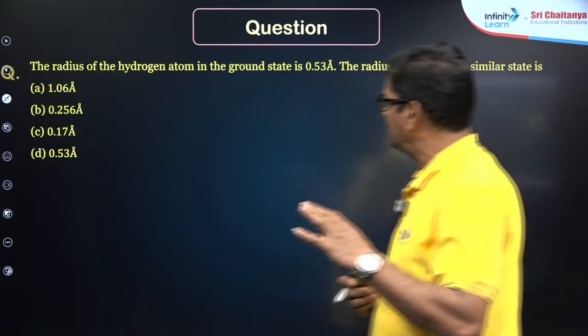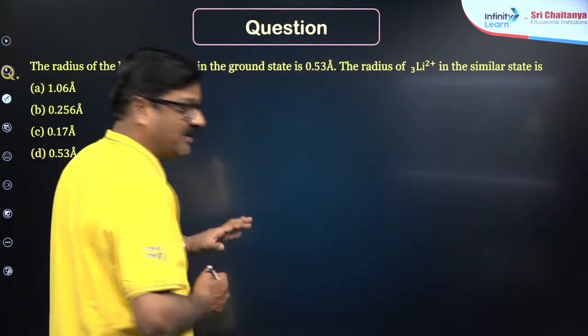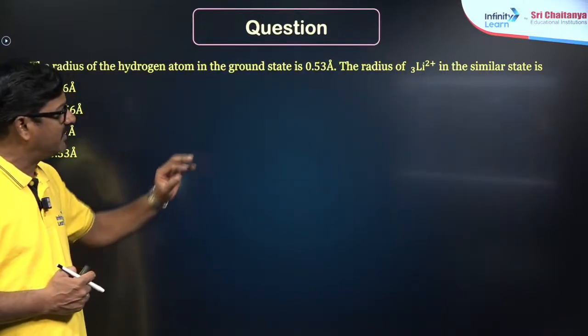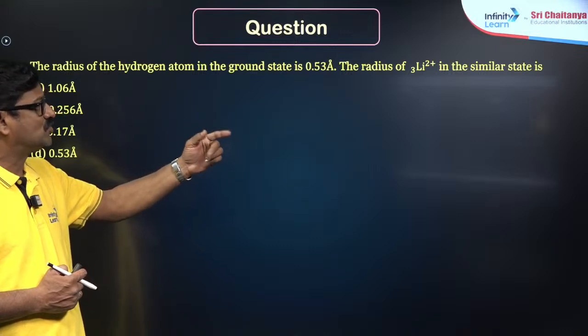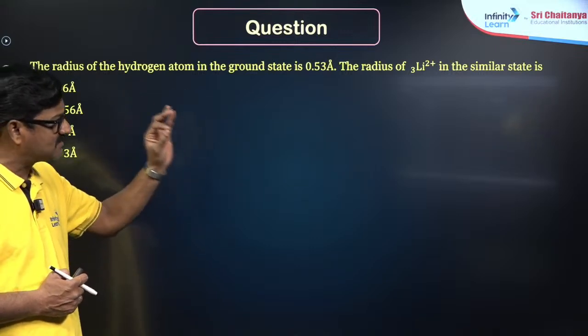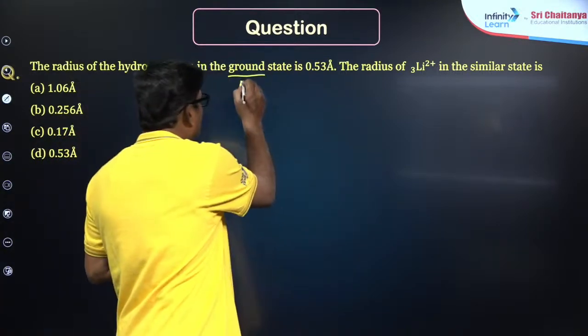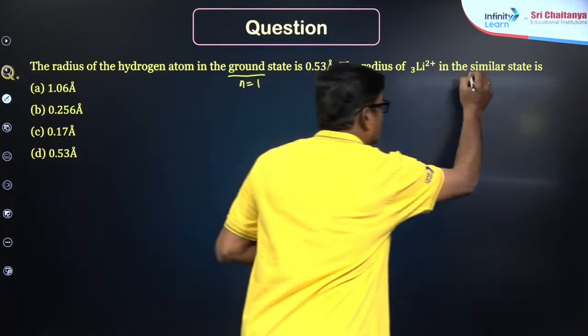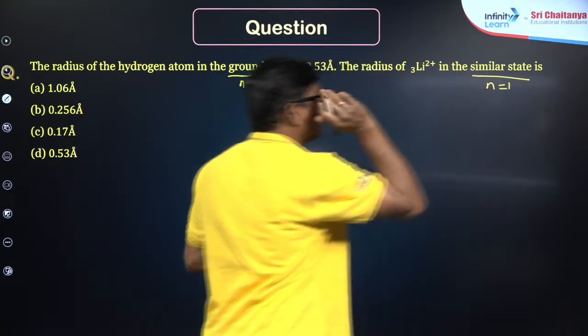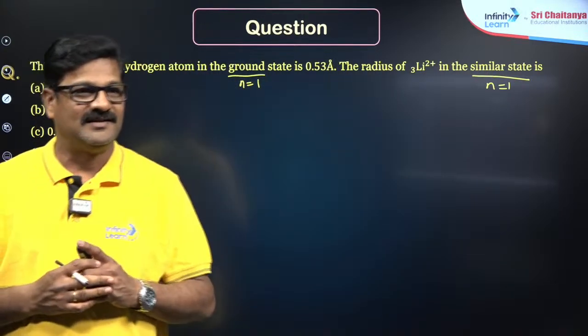Now let us move ahead a little. The radius of hydrogen atom in the ground state is 0.53 angstrom units. The radius of Li2+ in a similar state, that is to say the ground state, where n is equal to 1, will also have n equal to 1 in the similar state, right?